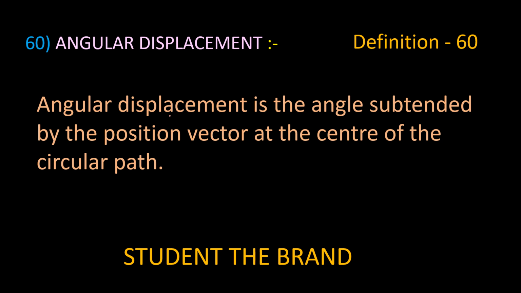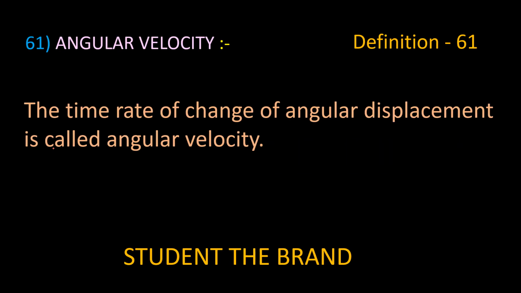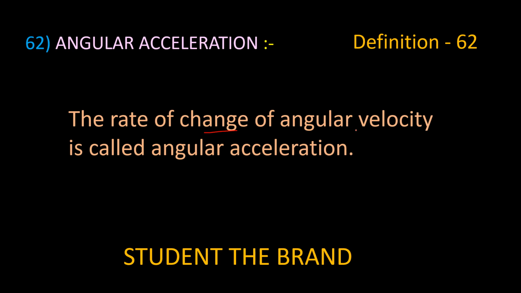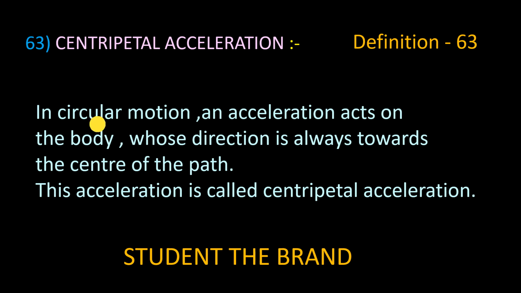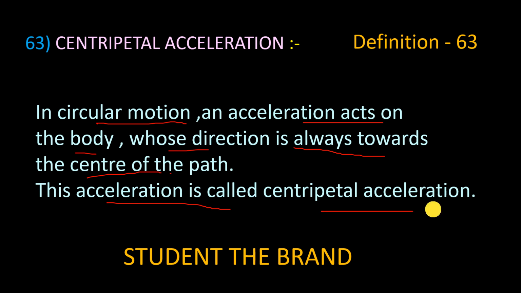Angular displacement is the angle subtended by the position vector at the center of the circular path. Angular velocity: the time rate of change of angular displacement is called angular velocity. Angular acceleration: the rate of change of angular velocity is called angular acceleration. Centripetal acceleration: in a circular motion, the acceleration acts on the body whose direction is always towards the center of the path. This acceleration is called centripetal acceleration.